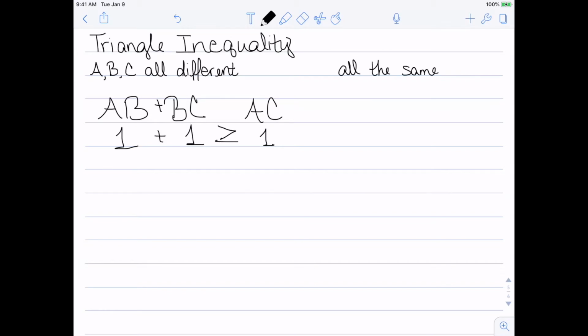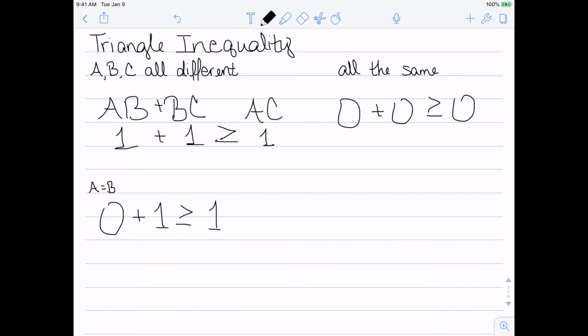What if they're all the same point? Then the distance between A and B is 0, the distance between B and C is 0, and the distance from A to C is also 0. So we just have zeros. The next thing to consider is if two of them are the same. Let's start by assuming A is equal to B. Then the distance from A to B is 0, B to C is 1, and A to C is 1. So I have 1 greater than or equal to 1. So far my triangle inequality has held.